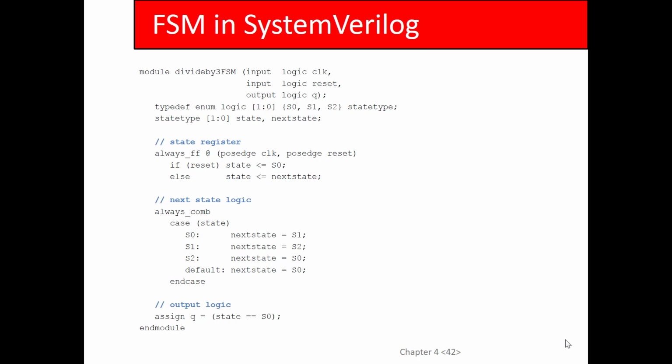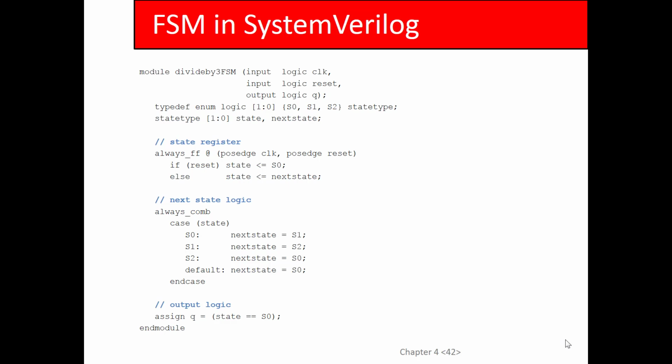So you have your three always blocks. The first one is always_ff, and it's very simple. It's sensitive on the clock and the reset. If you reset, you set the state to S0. Otherwise, you set the state to next state. So generally, this one is always the same.